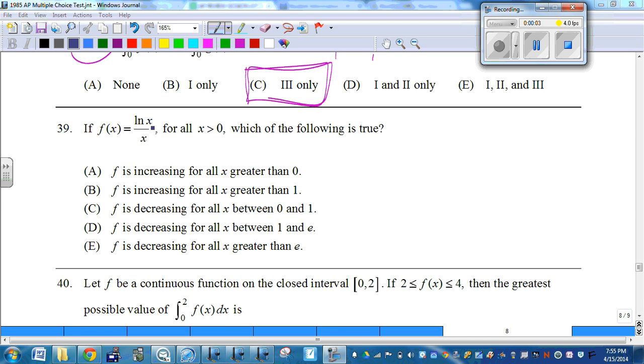f of x equals natural log of x over x for all x greater than 0. Which of the following is true? If you look at all these, it all talks about increasing and decreasing. So what should we be looking at? Derivative, right? Derivative tells us when a function is increasing or decreasing.